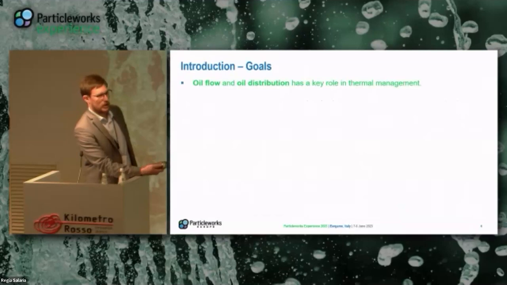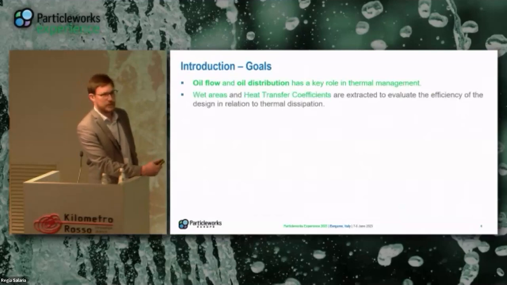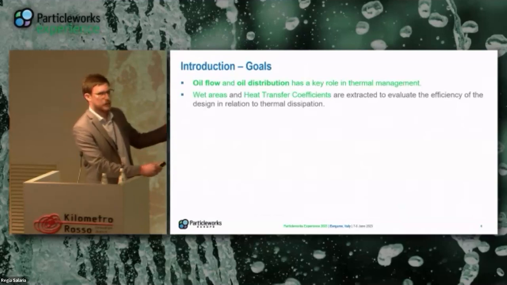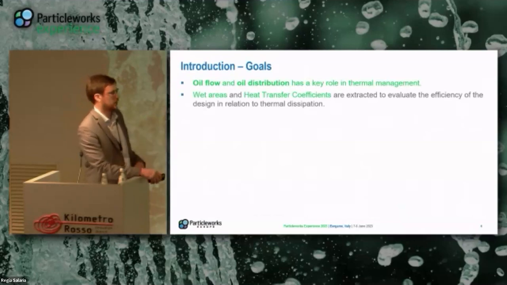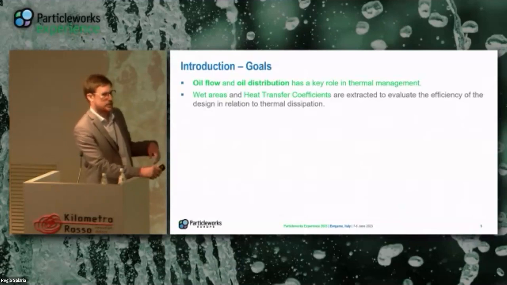So again, oil flow and oil distribution has a key role in thermal management in general. And so in this study, we wanted to evaluate wet areas and extract heat transfer coefficient distribution in order to understand if this configuration, which is a real product, which is now on real agricultural machines, tractors, if this current situation is good and where it can be improved.